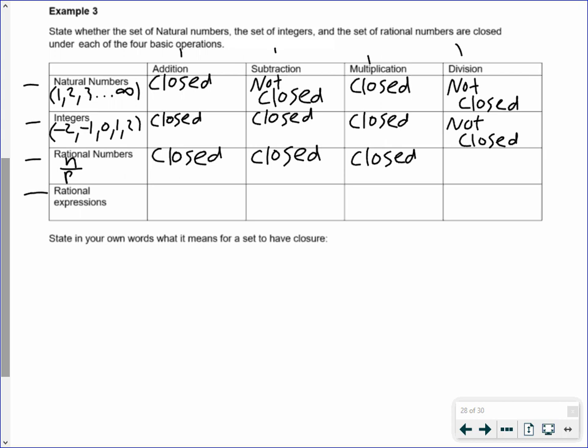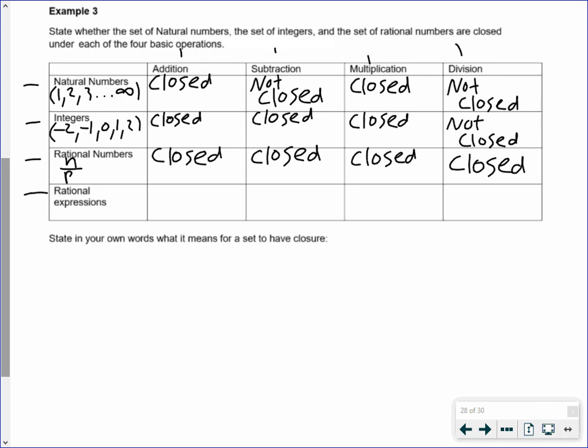Now for division, dividing fractions is very similar to multiplying fractions. We're just flipping the second number, and then we're just multiplying anyway. But we're still going to be multiplying by fractions when we're dividing. And we already saw that if we multiply fractions, we get another fraction. So we're going to be closed under division as well. So the set of rational numbers is closed under addition, subtraction, multiplication, and division.